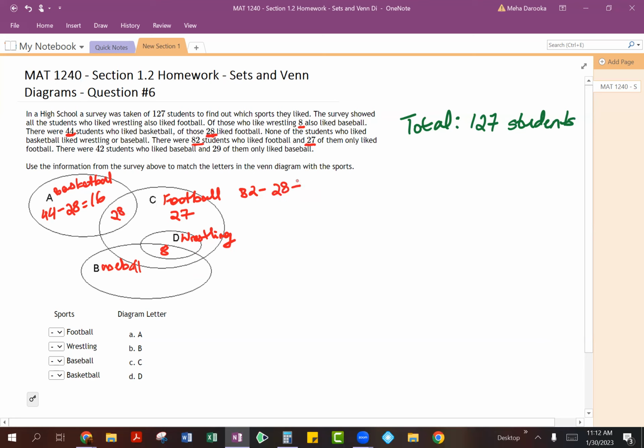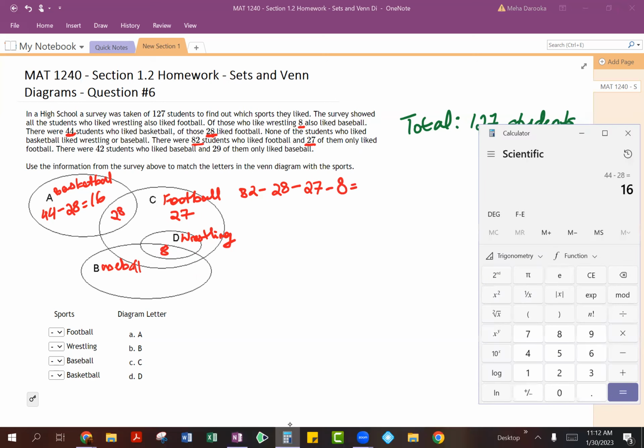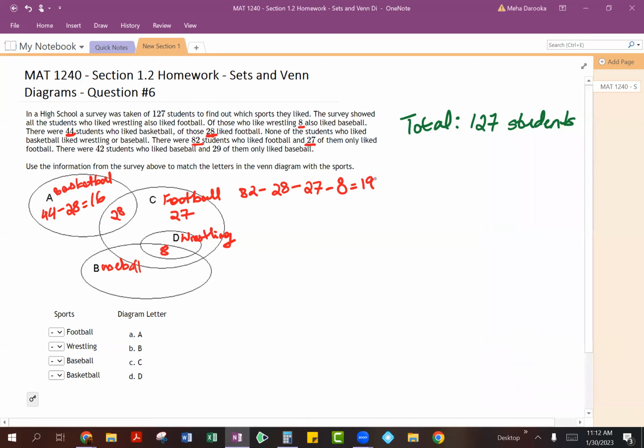So we're going to subtract 28 from that. We're, of course, going to subtract 27, which is the students who only liked football. And then we're also going to subtract that 8, which was students who liked football, wrestling, and baseball. So that was all 3 of those, and that's going to be 8. So let's subtract these guys. You have 82 minus 28 minus 27, and then, of course, minus 8. And that leaves us with 19 students.